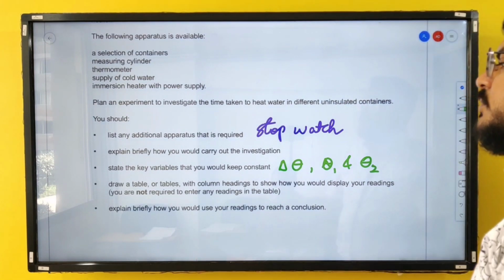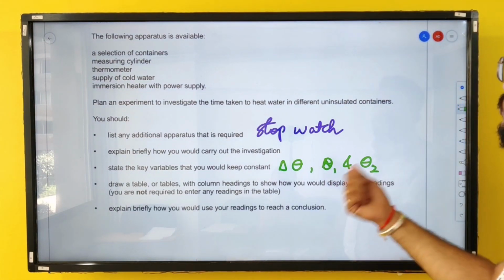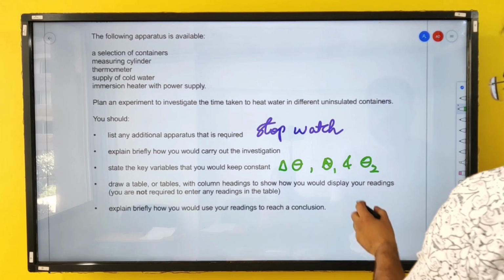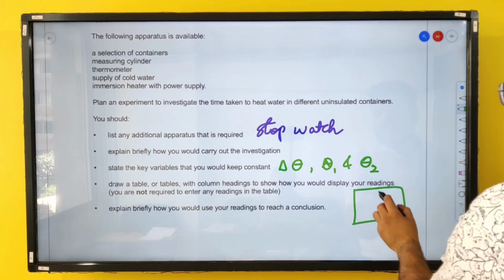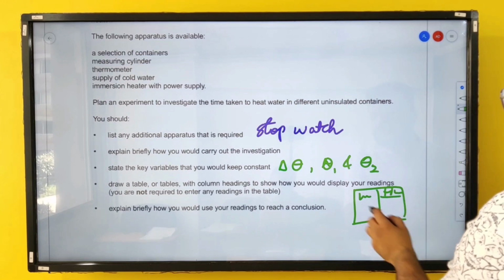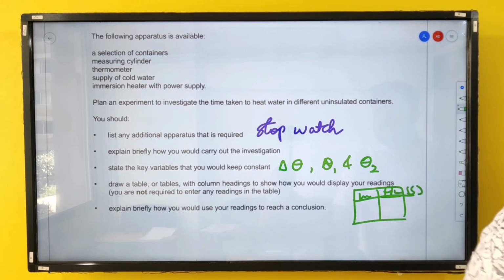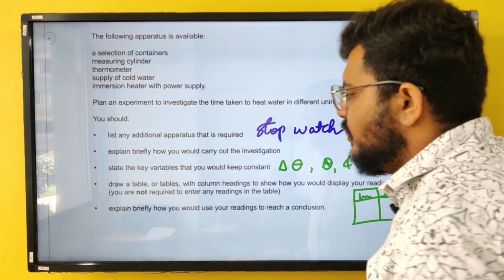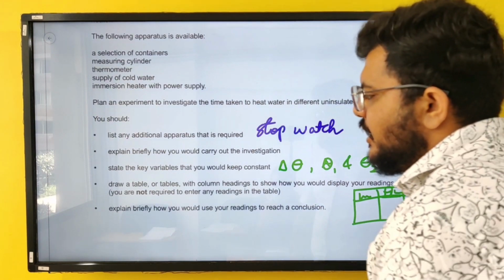Draw a table or tables with column headings to show how you would display your readings. So what I'll do, I'll write here in a table: material and time taken for the change in temperature. The time taken will be in seconds. We will draw that table in a better way, just giving you an idea.